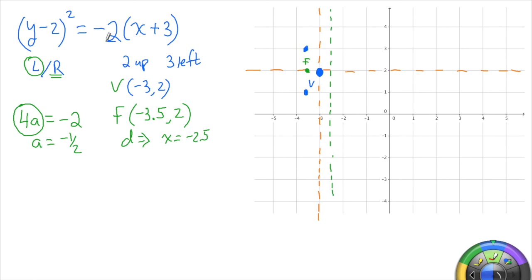And the 2 is that number right there, so that's the latus rectum. And then we can draw our parabola just going through those points. And we get that. And that's all there is to graphing a parabola.